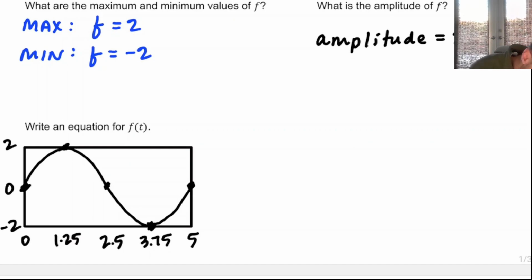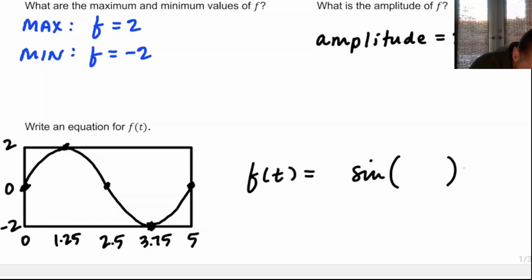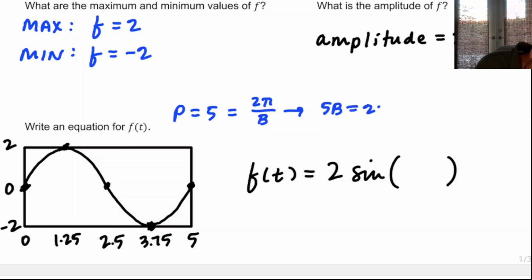So I'm thinking that f of t is going to equal some number times sine of something. And then plus 0, since 0 is the midline, so I'm not going to add anything on the outside. There will be 2 sine, because the amplitude is 2. On the inside, we need to figure out the value of b. If the period is equal to 5, and period equals 2 pi over b, that tells me 5b equals 2 pi. And that's telling me that b is 2 pi divided by 5.